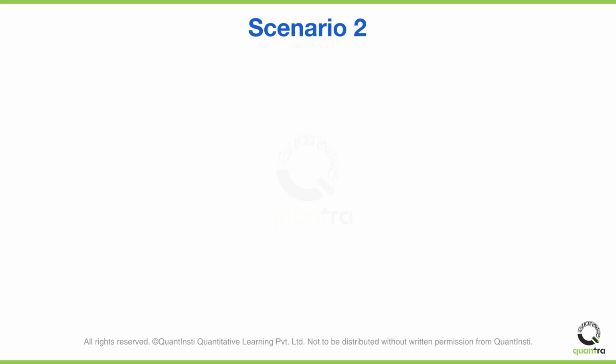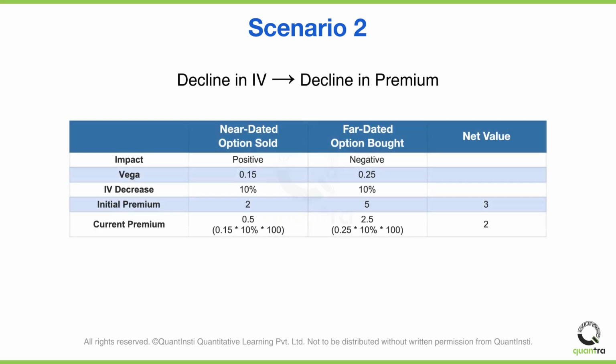Overall, we are gaining from this strategy when IV increases. In the second scenario, there's a decline in IV, which results in a decline in the premium. This has a negative impact on the option that we bought, and a positive impact on the option that we sold. But again, it's greater for the far-dated option. If the Vega of the far-dated option is 0.25 and the Vega of the near-dated option is 0.15, an IV decrease of 10% will decrease the far-dated option premium from 5 to 2.5 and the near-dated option premium from 2 to 0.5. Earlier, the spread, which was 3, is now 2, so we are losing from this strategy.